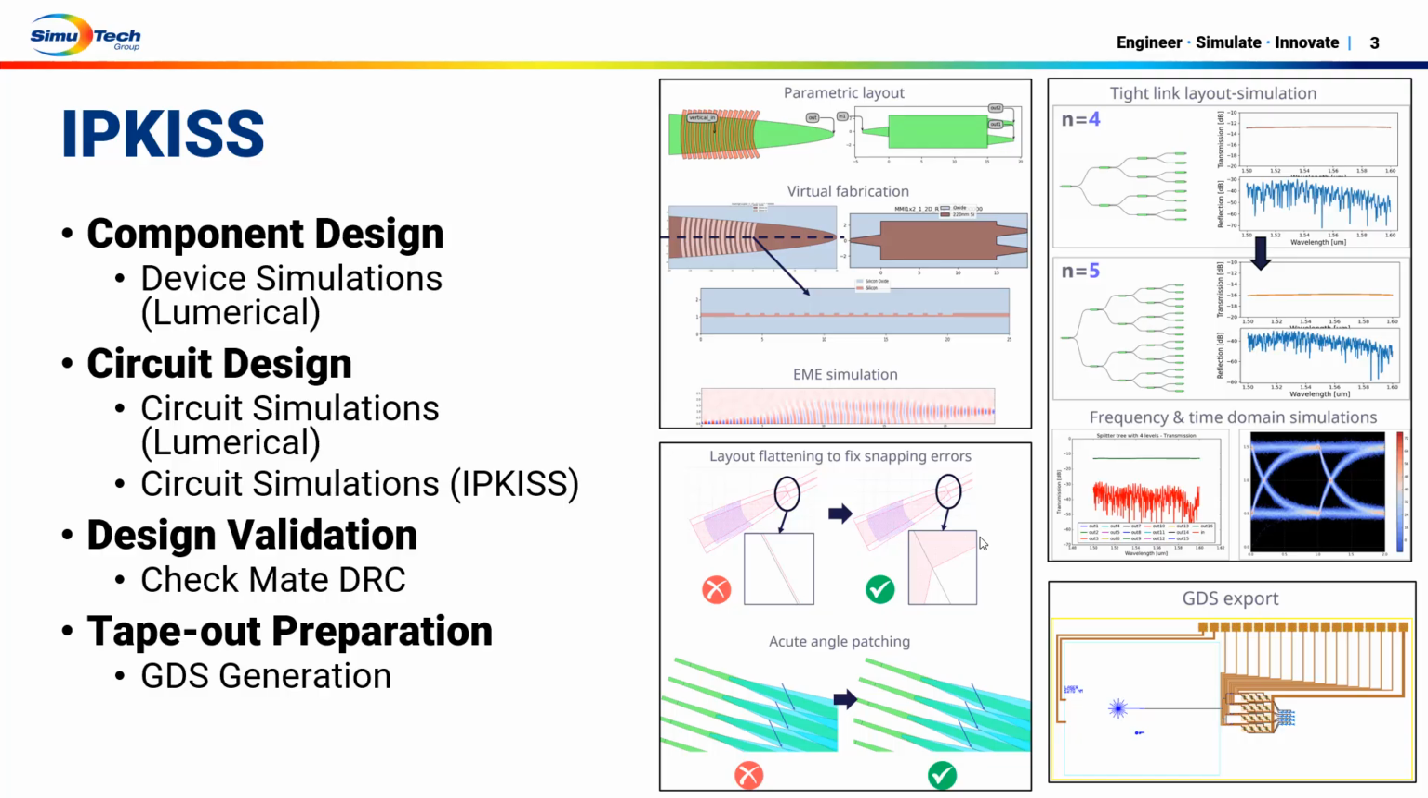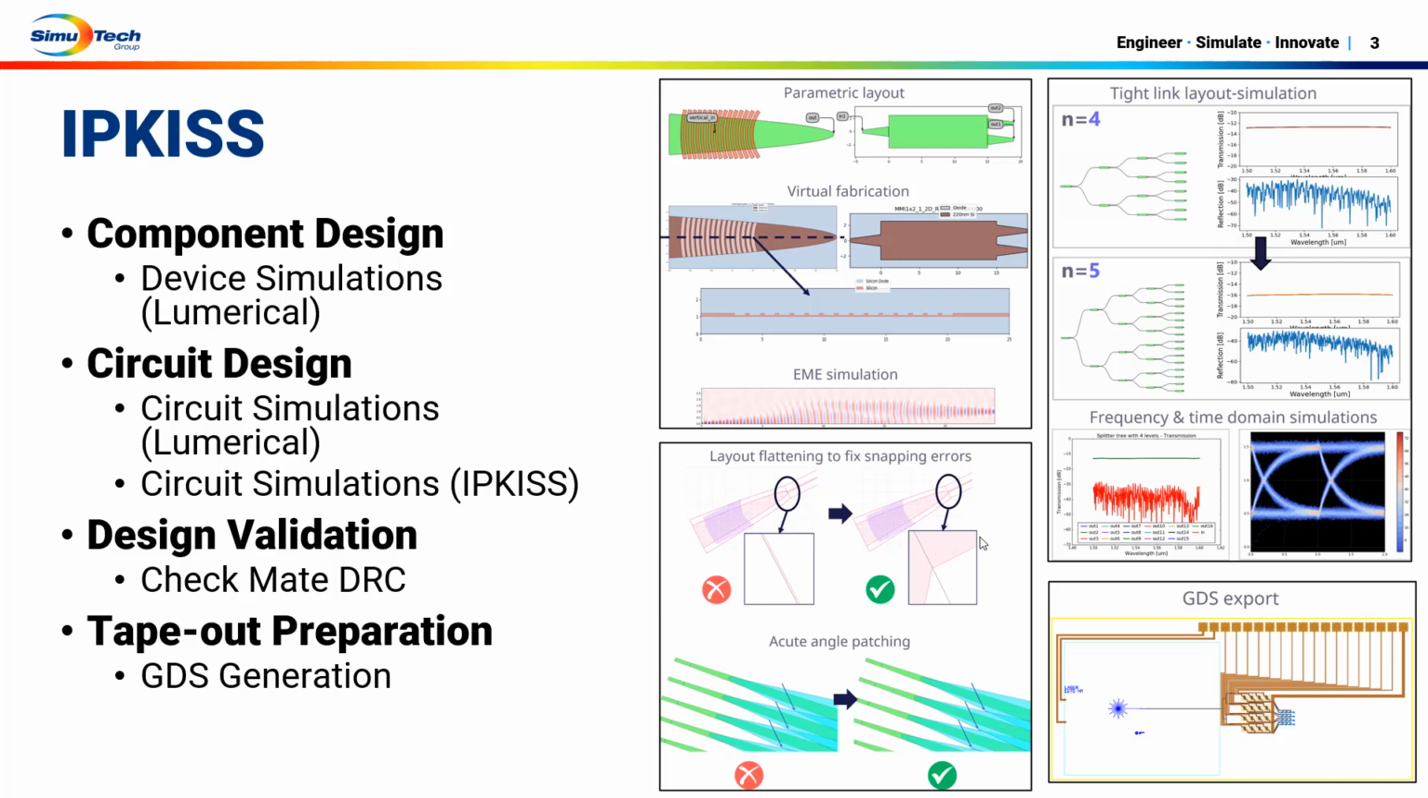So an overview of IPKISS. IPKISS is a Python-based software with many features that are useful for PIC design. It's very user-friendly in both the component and circuit design methods, and users can parameterize their design cells to instantly generate layout files, as well as full circuits.